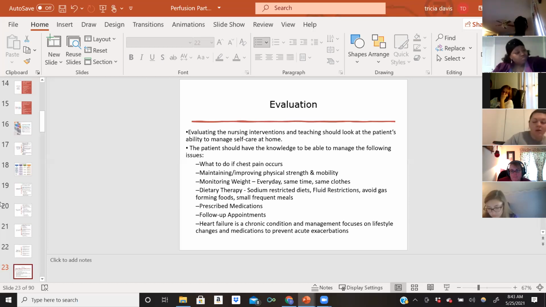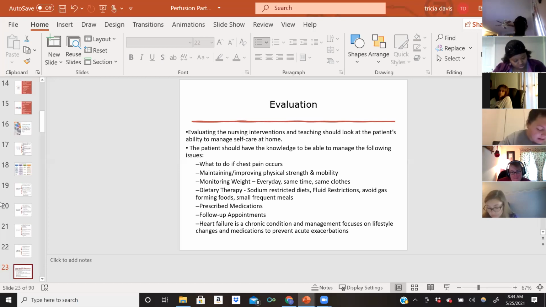And that is indicative of heart failure exacerbation. So monitor that weight every day, same time, same clothes. Dietary therapy is very important. They don't want to have a lot of sodium in their diet. Sodium restricted diets are best, no sodium at all.